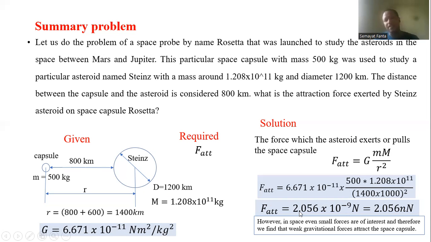Finally, what we get is 2.056 times 10 to the power of minus 9 newton. Look, this is a very small force. That means nano force. It is 2.05 nanonewton. In space, it has an effect. But on the ground, we cannot consider this a force. On Earth, no one considers this a force because it is very minute. It is nano level, so we can neglect it. But in space, it has an effect: it diverts the trajectory of some planets.